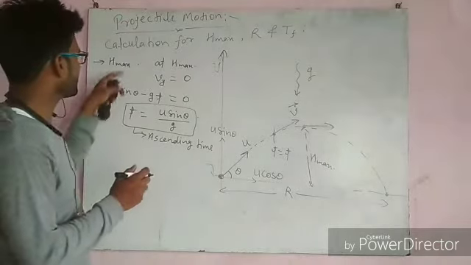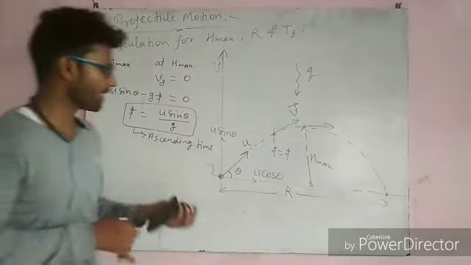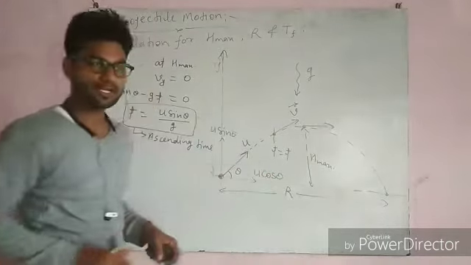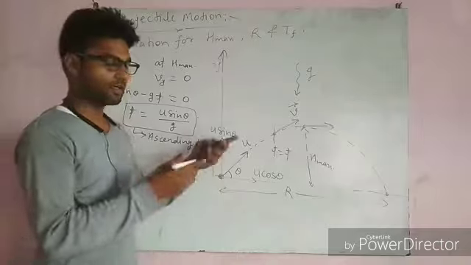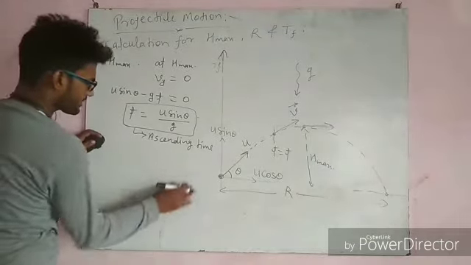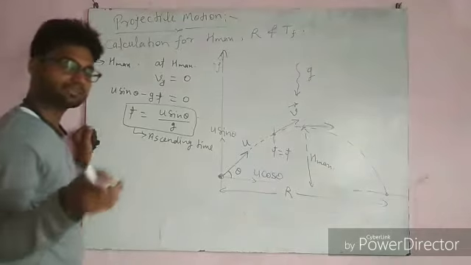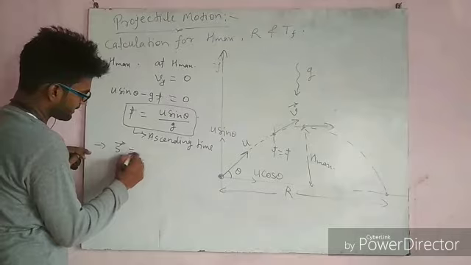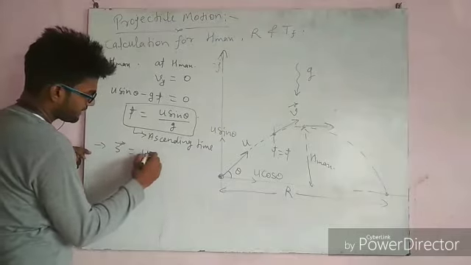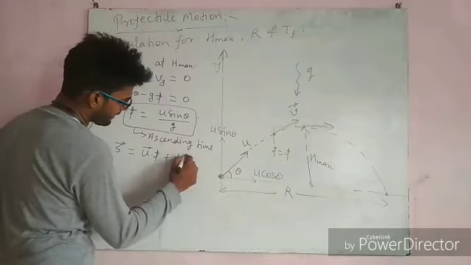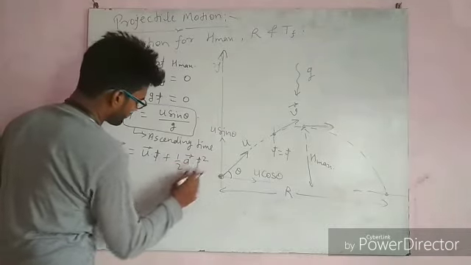Now we have to calculate the maximum height. What is maximum height actually? The displacement in the y direction. So which equation can we use for the displacement in the y direction? We can use the second equation of motion, that is s vector equal to u vector into t plus half a vector into t square, right?